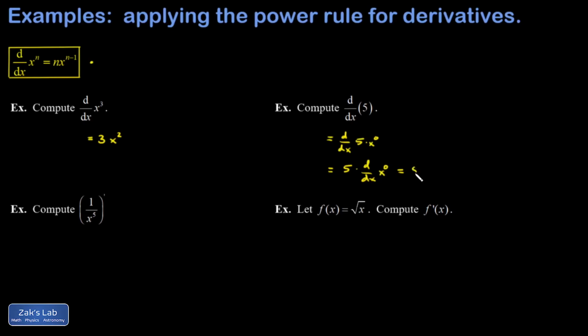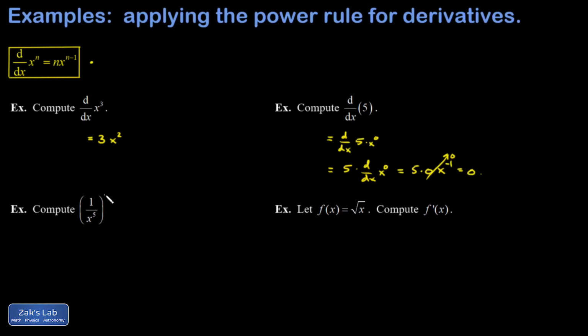Well, you bring the 0 down in front, and at that point, it's game over. I know this thing's going to turn out to be 0. But if I'm really just following the power rule faithfully, I have to write x to the negative 1 there. So 0 times x to the negative 1, that's 0. And of course, the derivative of a constant is 0, but that's how you show it with the power rule.